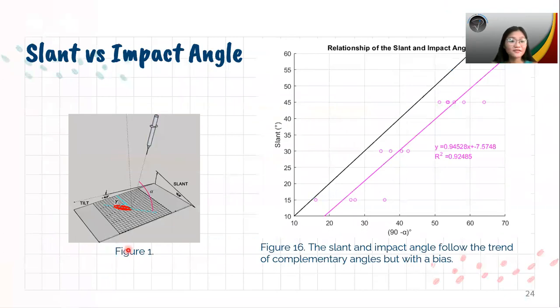Furthermore, it can be inferred from figure 1 that the slant is just 90 degrees minus the impact angle alpha. This is proven by plotting the two values against each other. We can see that the trend follows a diagonal line shifted with a bias.